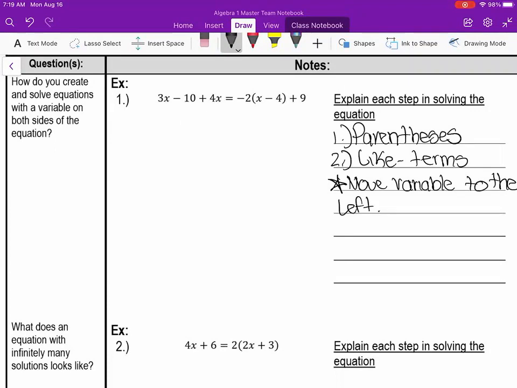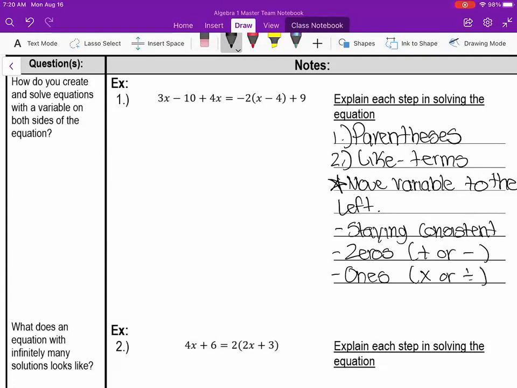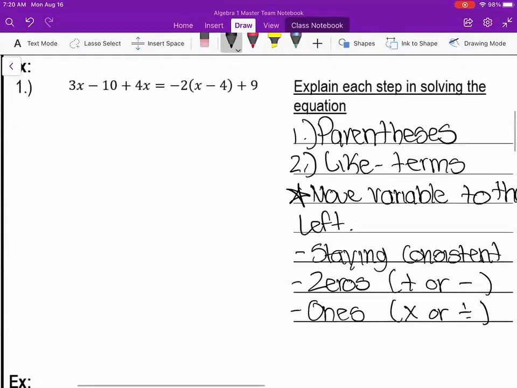Once you do that, then you can start following the process, which is staying consistent, making zeros. And remember, we make zeros by either adding or subtracting. Remember, positive and negative are opposites of each other. And we make ones by either multiplying or dividing. Remember, multiplication is the opposite of division and vice versa. Once we're ready to answer the question, let's go ahead and do it.